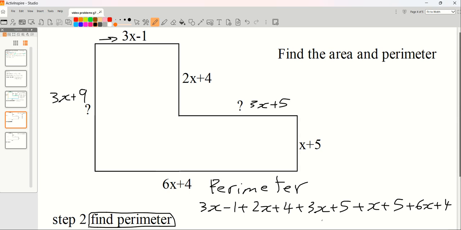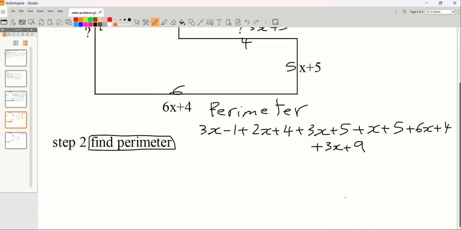Unfortunately, I've run out of space, so I'm just going to write the last part under it, plus 3x plus 9. Now notice how many sides you have: 1, 2, 3, 4, 5, 6. You should see 6 values. Now all we have to do is actually do the calculation, which means adding like terms.